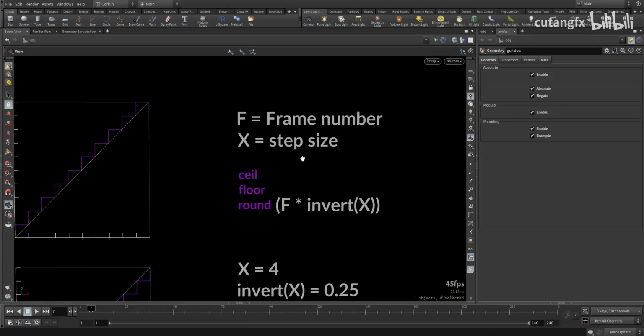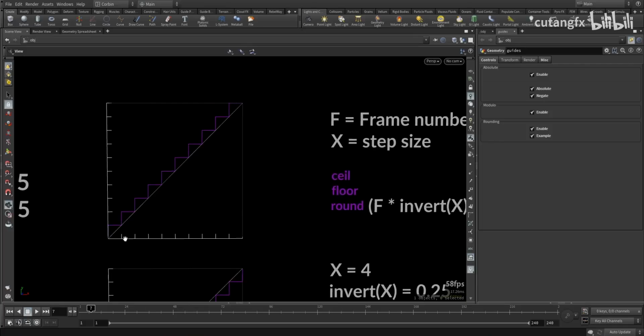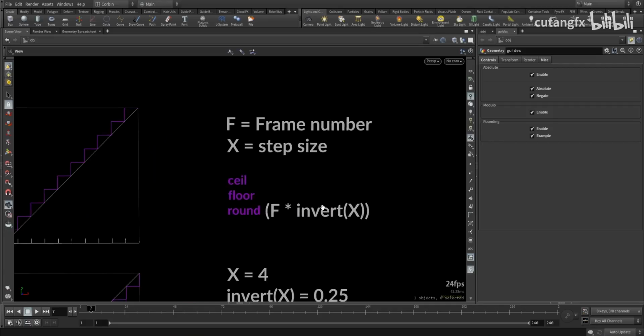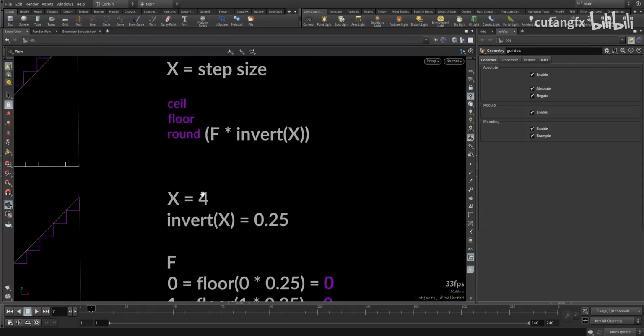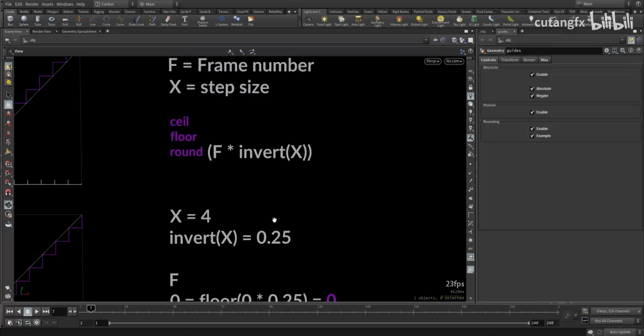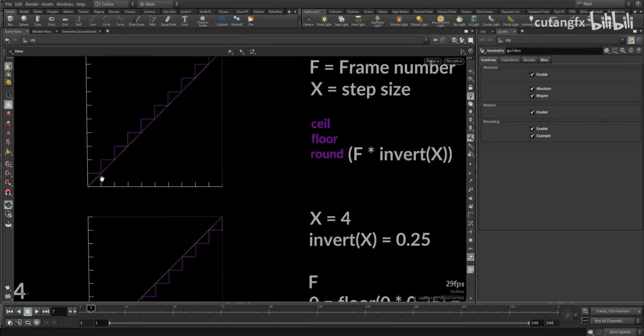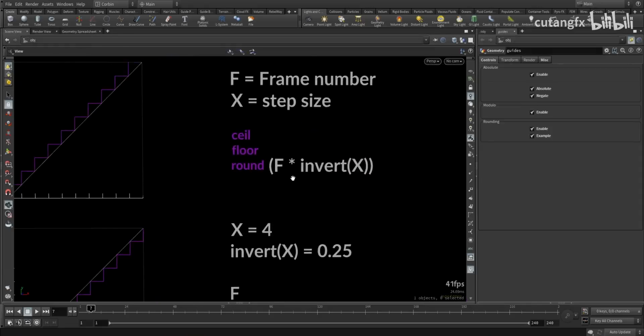It wouldn't help if I multiplied my frame size by 5, because then every 5 of these steps would be in 1 frame. Okay, and that's the opposite of what I want. So we need to invert it. Okay, so this is the function that we're looking for. So after multiplying it, our frame number multiplied by 0.2 in this case. So let's say we do it to 4. So we want a step size of 4. Then our inverted X is 0.25. So there will then be 4 frames within this 1 block.